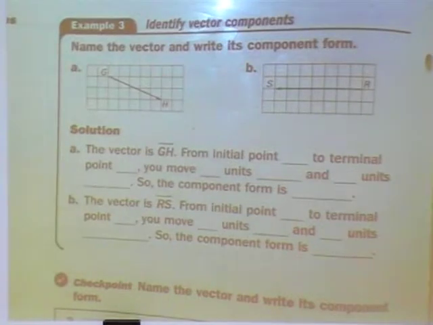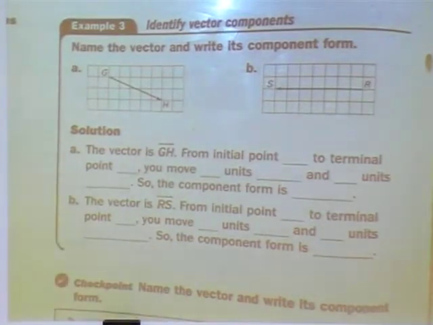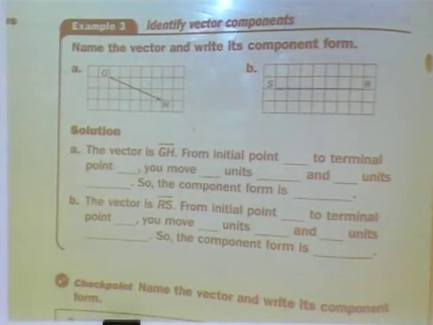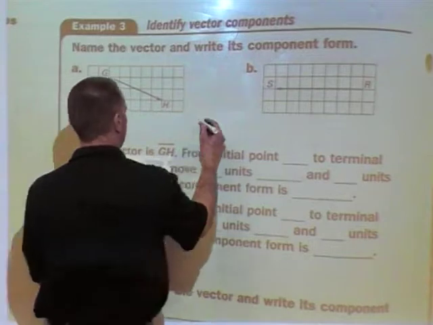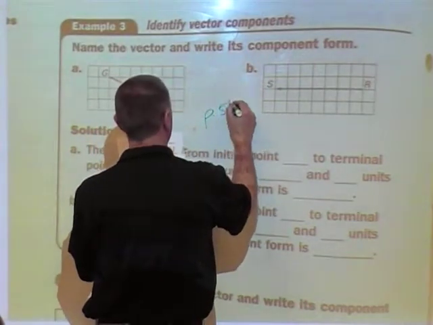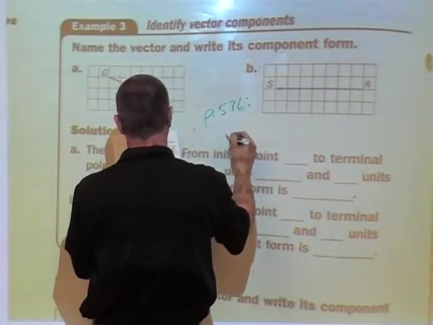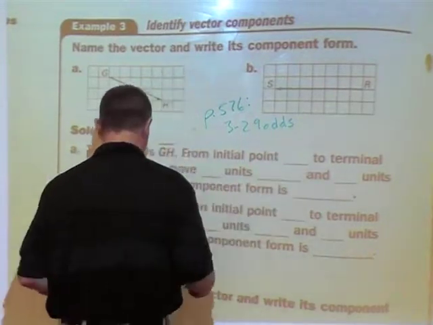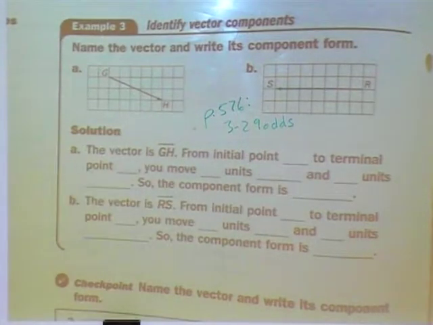That's good enough. I'm going to tell you what time it is. Here's your assignment. Isn't that dope? We're going to do page 576, 3 to 29 odds. Begin.